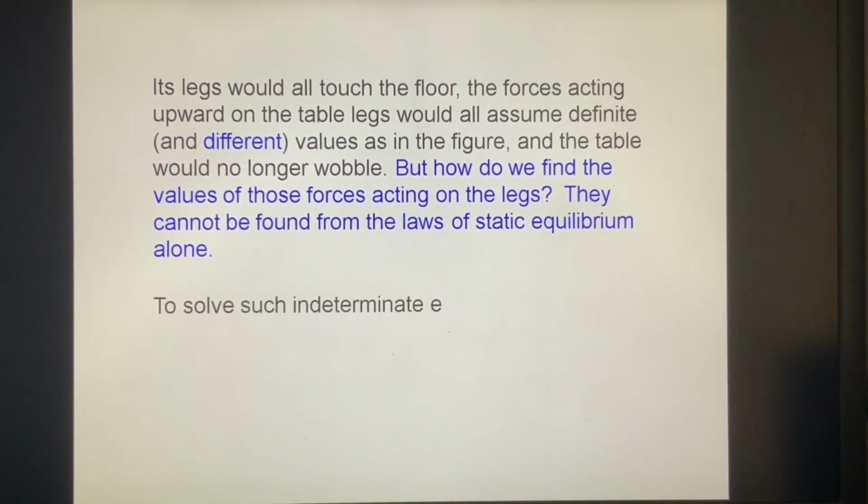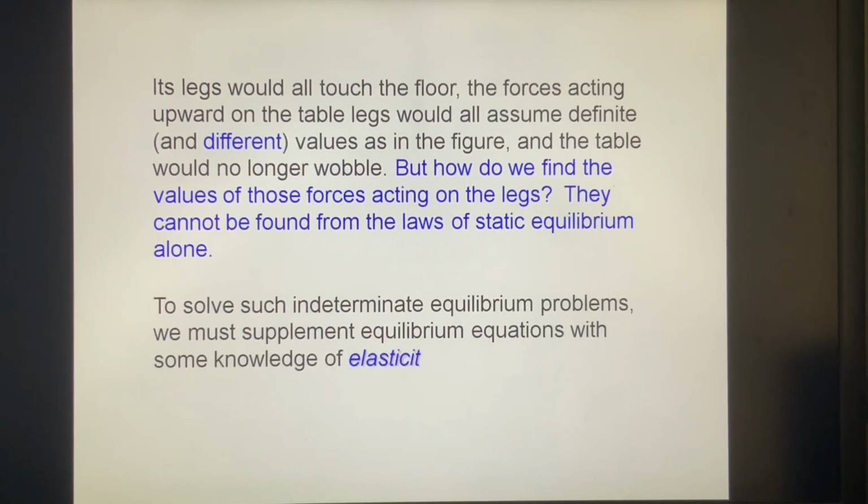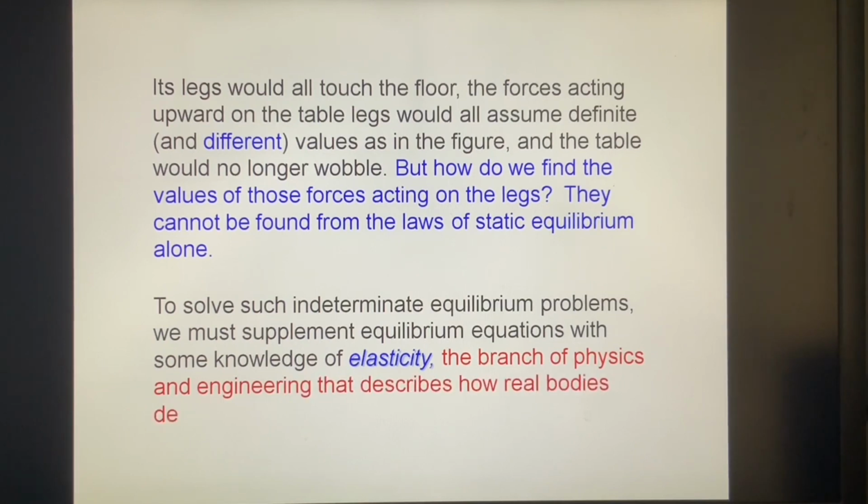To solve such indeterminate equilibrium problems, we must supplement equilibrium equations with some knowledge of elasticity, the branch of physics and engineering that describes how real bodies deform when forces are applied to them.